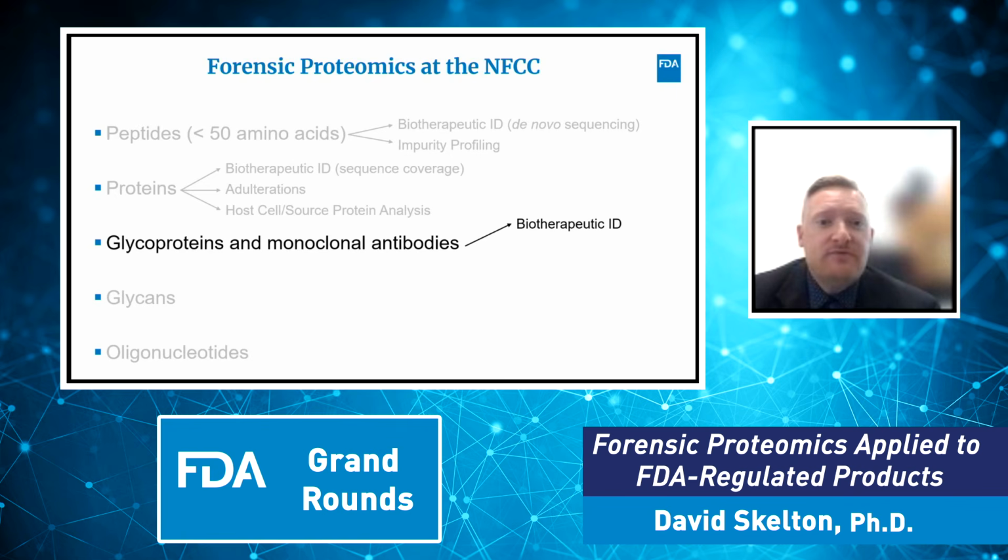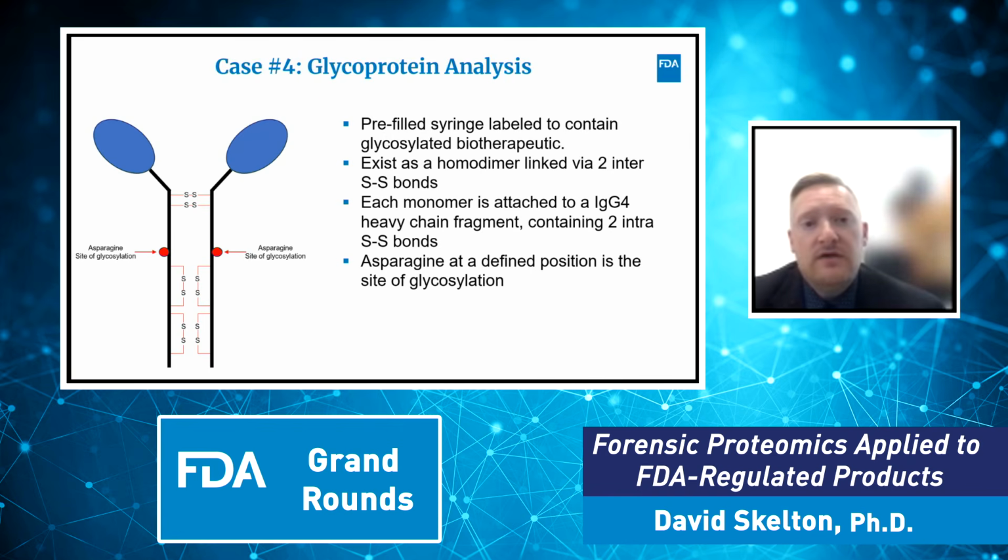So as the final example, we'll go through and see how we analyze glycoproteins and monoclonal antibodies. In the lab, we had a sample submitted to us that was a pre-filled syringe that was labeled to contain a glycosylated biotherapeutic. So these are proteins that have glycans attached to them at very specific amino acid locations. These glycans are large carbohydrate chains consisting of monosaccharides linked together.